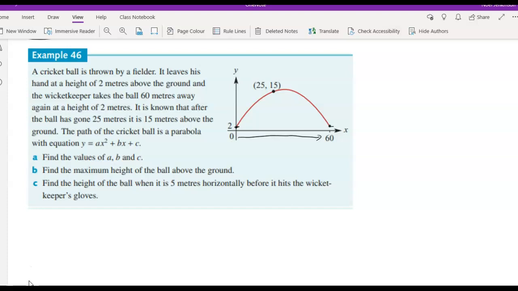It's known that after the ball has gone 25 meters, it's 15 meters above the ground, and that's that point there. And that's not at the turning point, because 0 to 60, symmetry, halfway, 30, the turning point's going to be at 30. Path of the ball is a parabola, upside down parabola. It's got equation ax squared plus bx plus c. Find the values of a, b and c. Sounds like a simultaneous equation sort of problem.